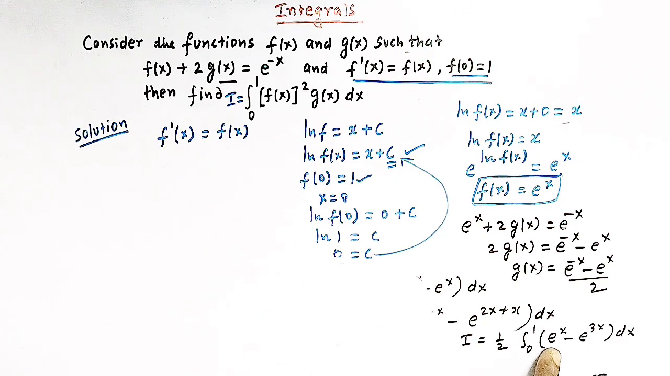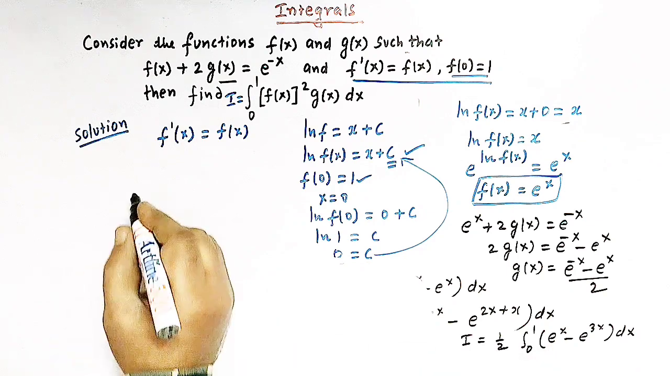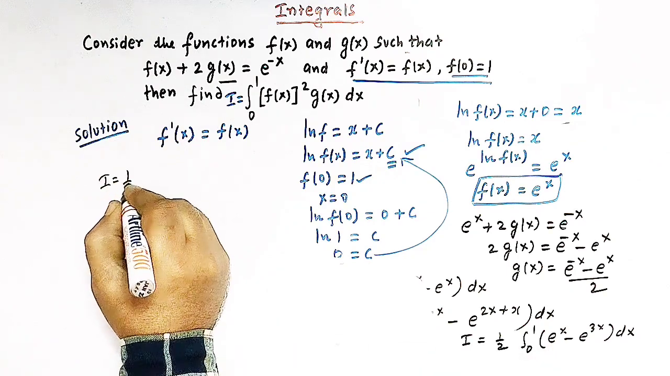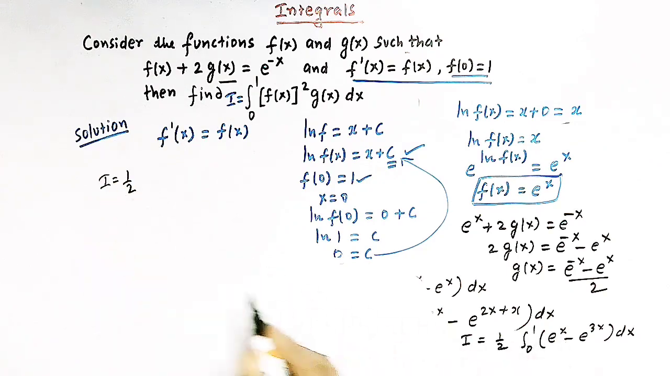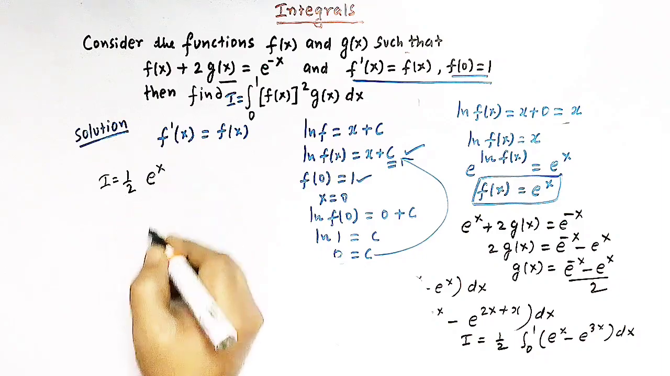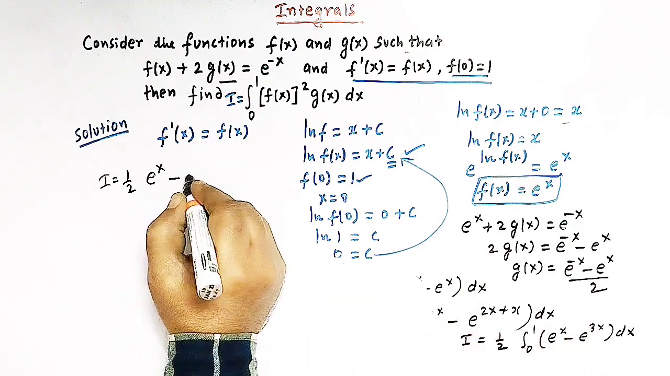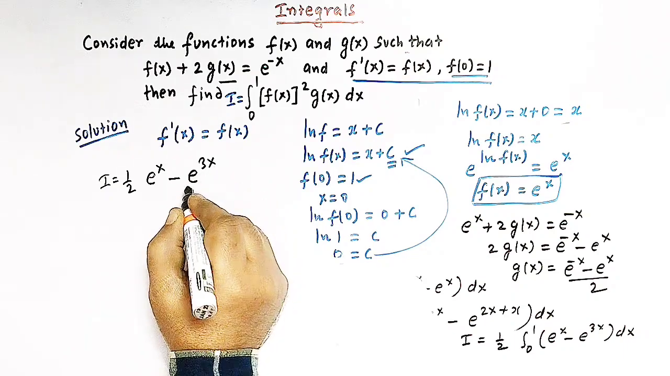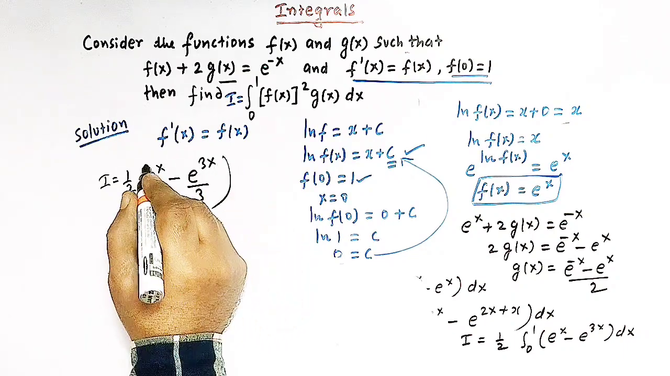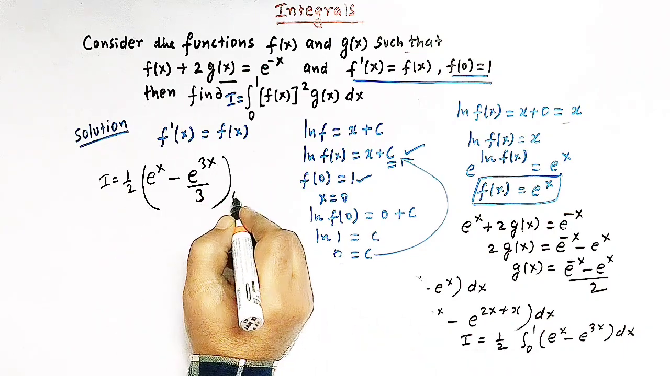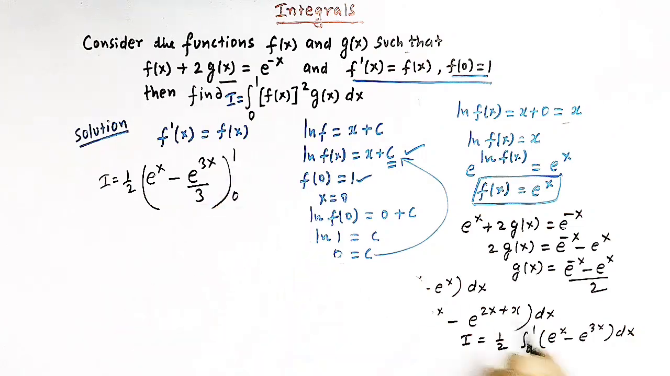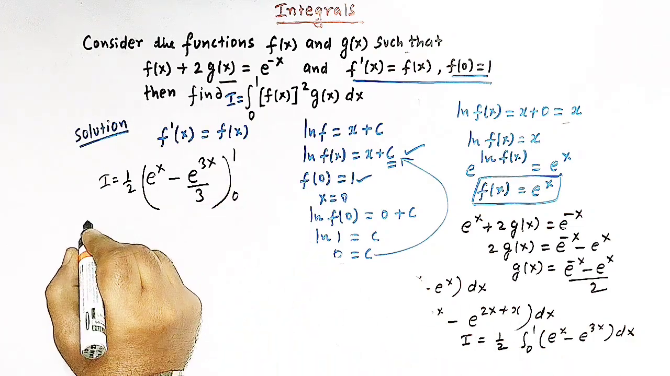So now let us simply find out the value of this integral. We have I equals half the integral of e^x, which is simply e^x, and the integral of e^(3x), which is e^(3x)/3, and the limits of integration are from 0 to 1. So here we have used these two results.